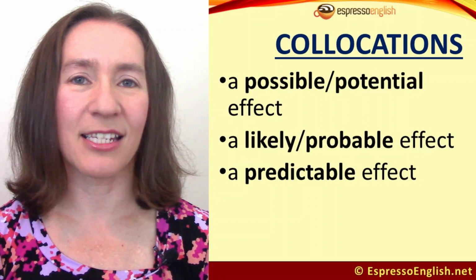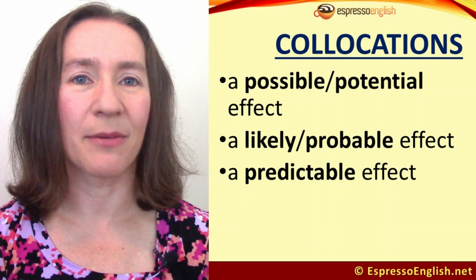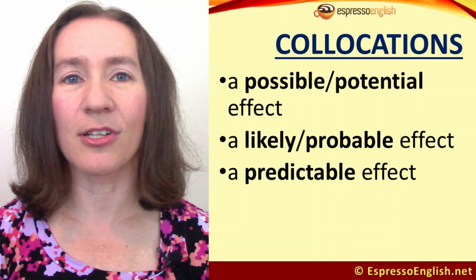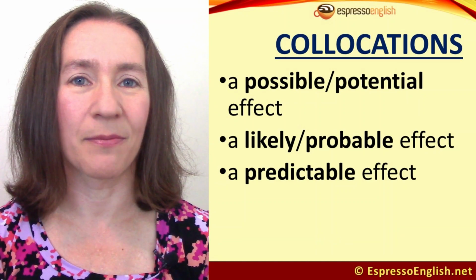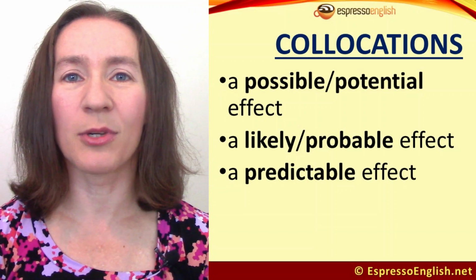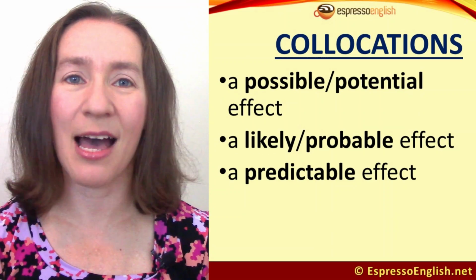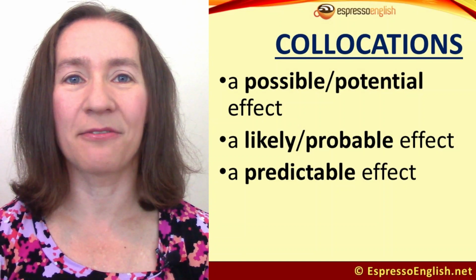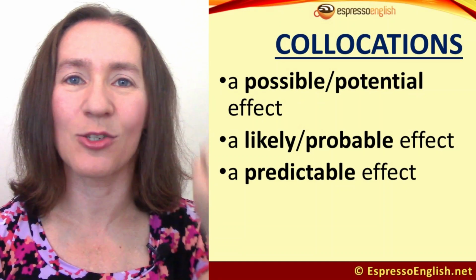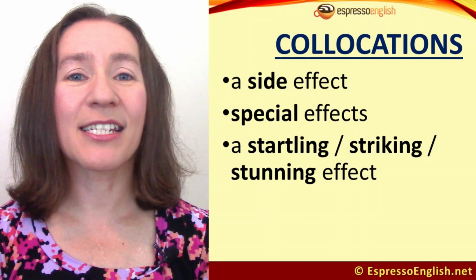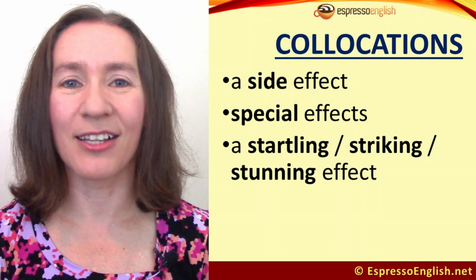These next words tell us about the probability that a result will happen. A possible or potential effect, this means maybe it will happen. A likely or probable effect, this means it probably will happen. And a predictable effect, this means it was easy to guess or know that it would happen. Here are some additional adjectives that are common collocations with effect.